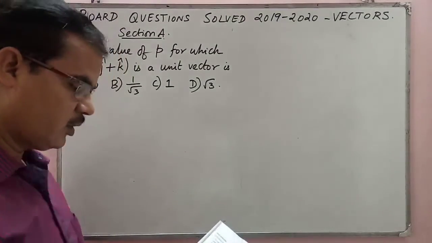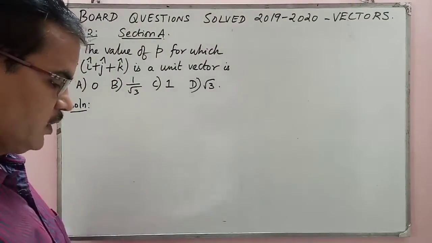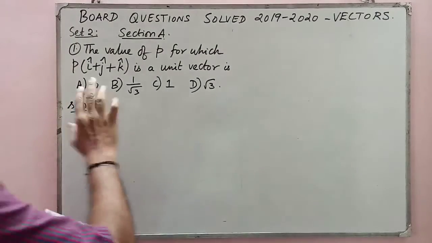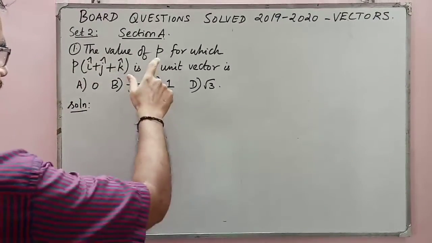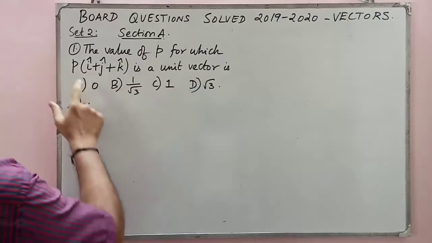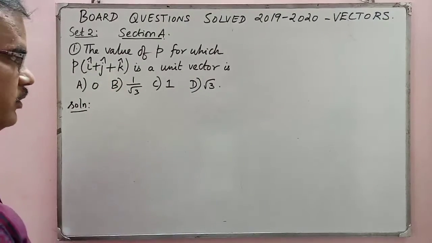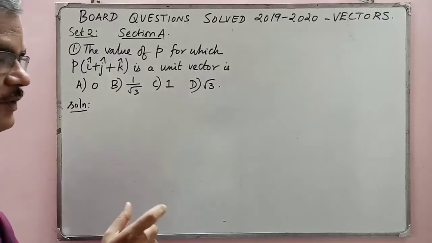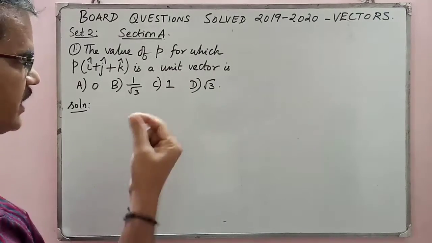This question has come in all the sets. Let us see what is given. You read the question first. We need to find the value of p for which p(i + j + k) is a unit vector. So this is a unit vector. We know that the magnitude of a unit vector is equal to 1. So that is the idea in our mind.